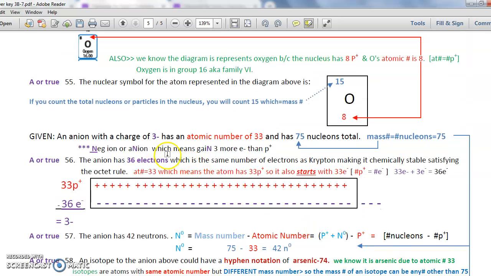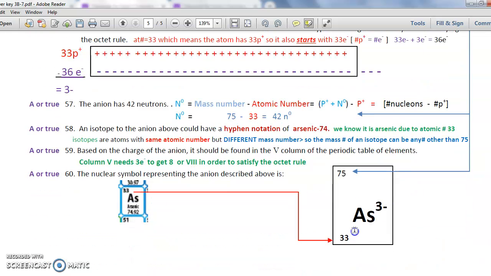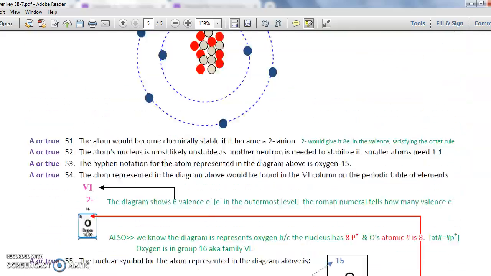And we know that the atom is 3 minus because they told us right up here. So when they tell you you have an anion, this would be the arsenide ion. For negative ions, you change the ending to -ide. Arsenic would become arsenide when it's 3 minus. In the nuclear symbol format, you put the charge, if there is one, after the symbol. So they did the correct nuclear symbol right there.